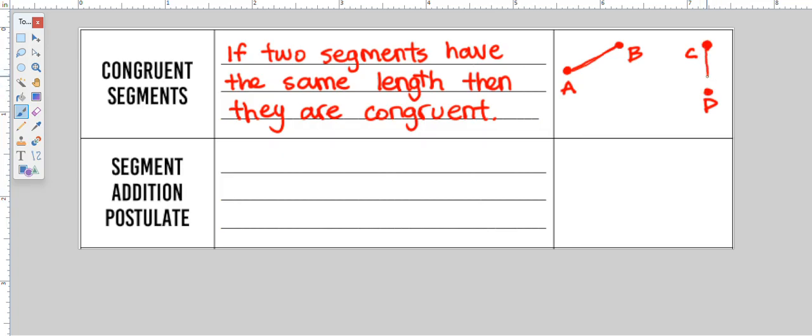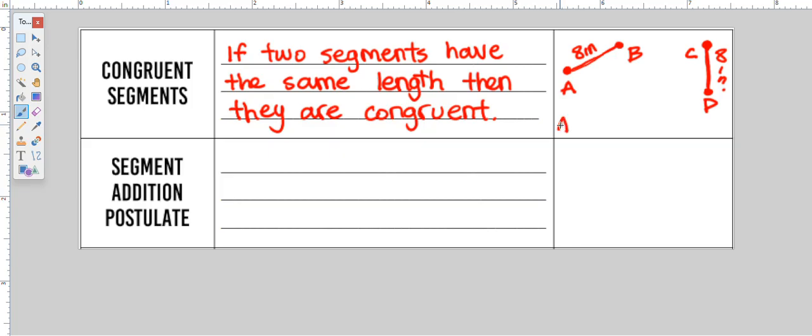These are not drawn to scale, so if you measure them, they might not be exactly congruent. But the idea here is if, let's say, this one was 8 inches, and this one was also 8 inches, then these are congruent to each other. They have the same length, right?